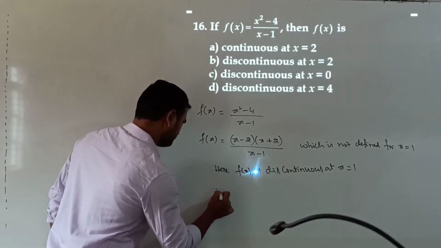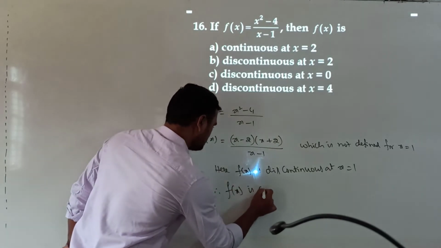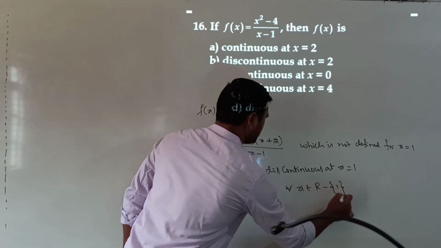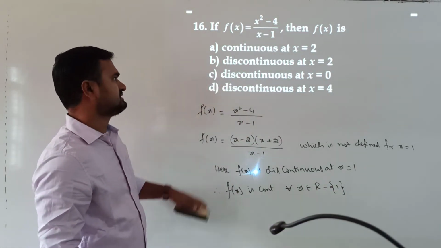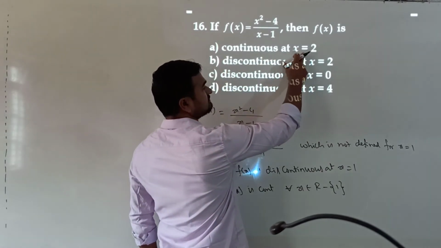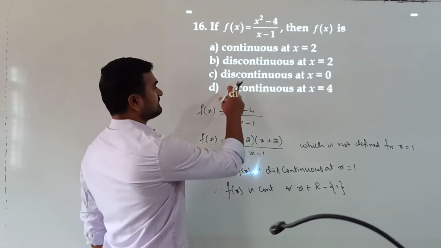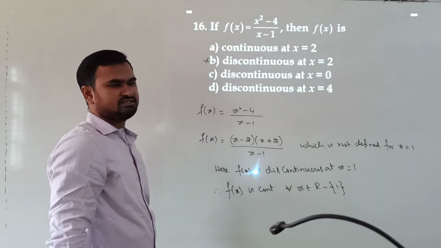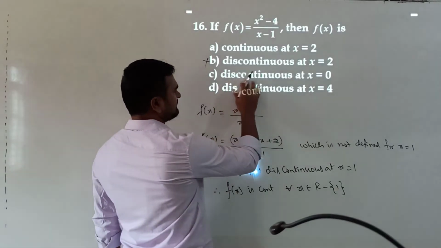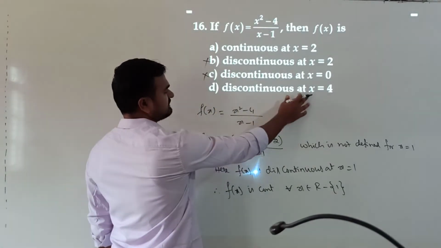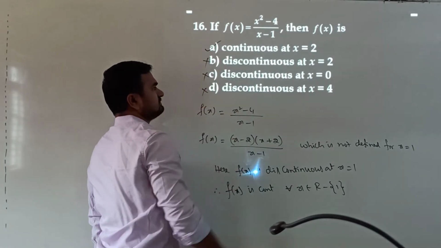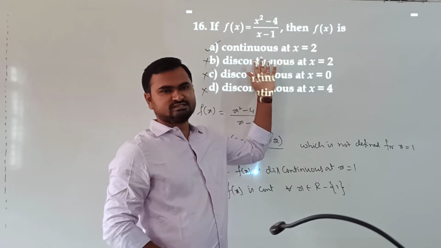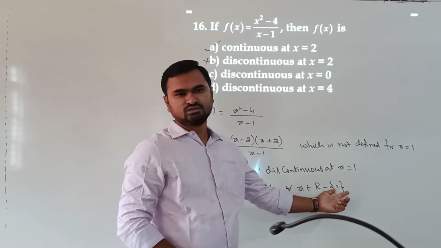So therefore f of x is continuous for all x belongs to R minus {1}. Now from this you can see the options. It is continuous at x equal to 2, so it is correct. Discontinuous at x equal to 2, this is wrong because we know it is continuous for all x belongs to R minus 1. Discontinuous at 0, this is also wrong. Discontinuous at 4, this is also wrong. So the only correct option we can take is continuous at 2. Not only continuous at 2, it is continuous everywhere except at x equal to 1.